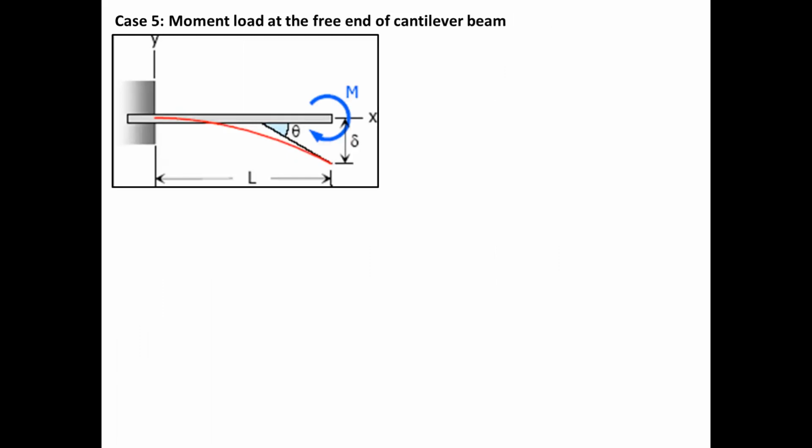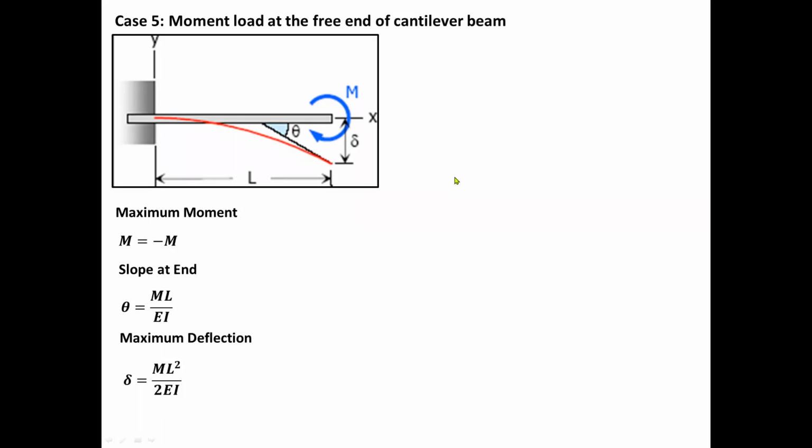Moment load at the free end of a cantilever beam, case 5. So, moment lang yung meron, wala tayong concentrated load, no? Maximum moment, M is equals to negative M, slope at N, ML over EI, and our maximum deflection will be equal to ML square over 2 EI. Deflection equation, Y is positive downward.